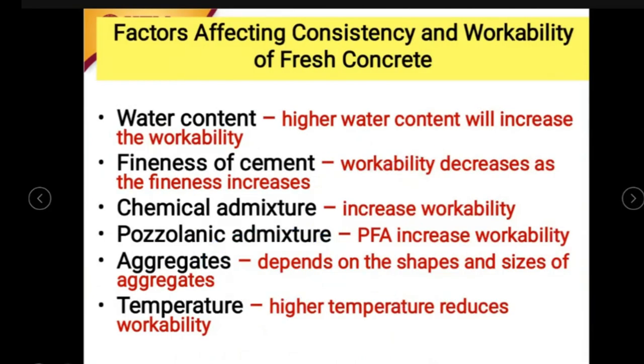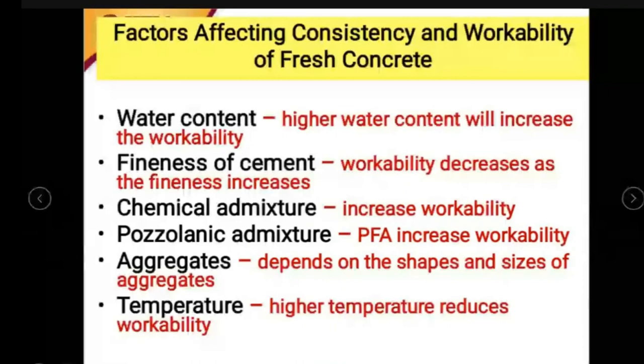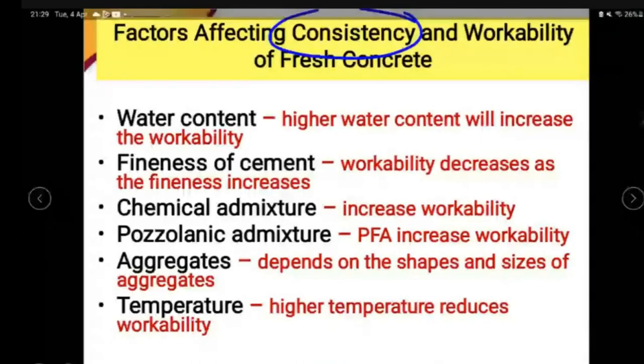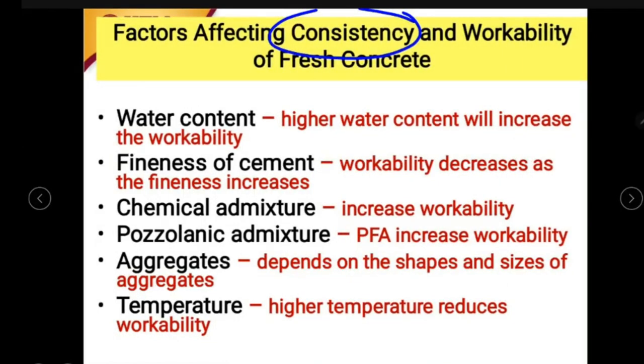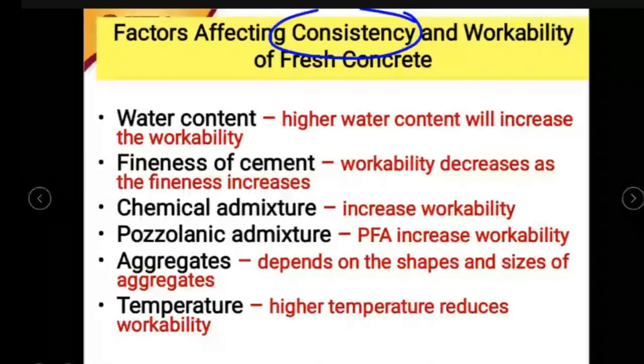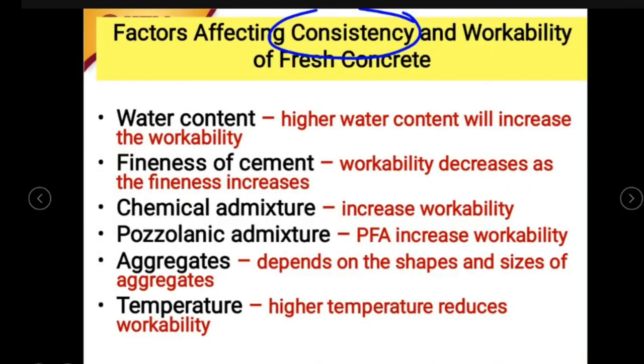So, factors affecting the consistency and also workability. Before I continue, has anyone heard about consistency of concrete before? Consistency? Is it about the retention hours? Retention hours in what way? Of the fresh concrete at 0 hour, 1 hour, 2 hours, so the workability is about the same.